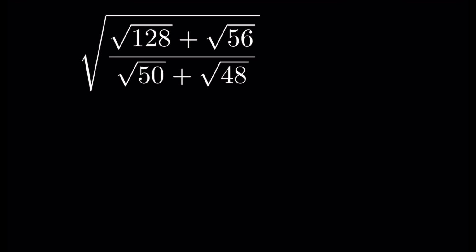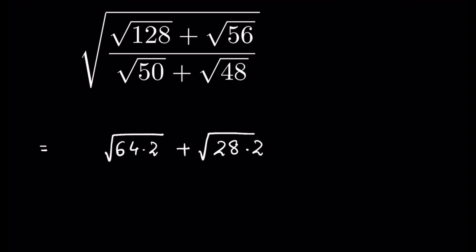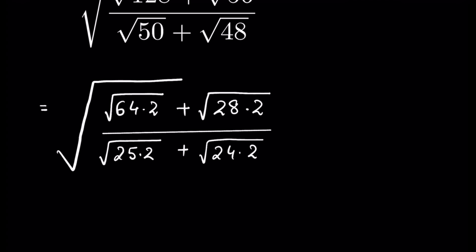√[(√128 + √56) / (√50 + √48)]. We have to simplify it without using a calculator. So let's try. Now 128 we can write as 64 times 2 under square root, plus 56 as 28 times 2 under square root, upon 50 as 25 times 2 under square root, plus 48 as 24 times 2 under square root, then all under square root.